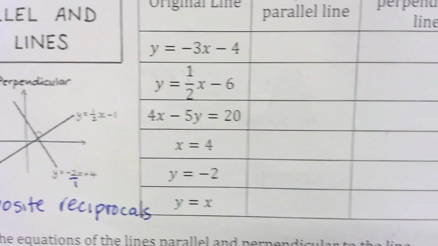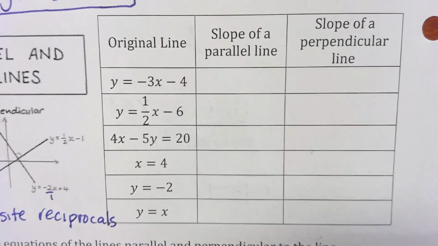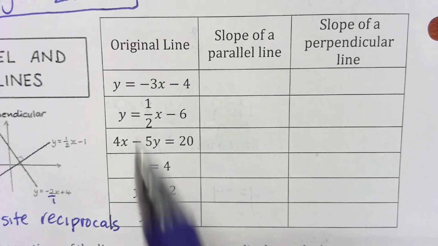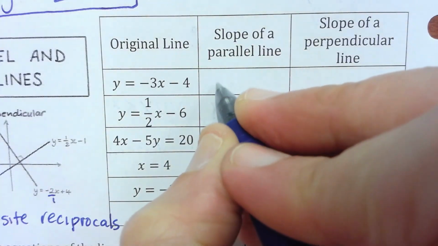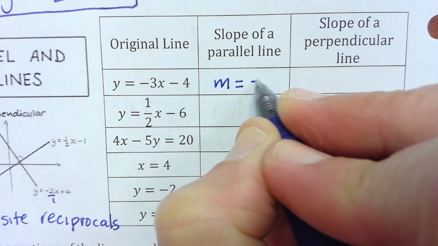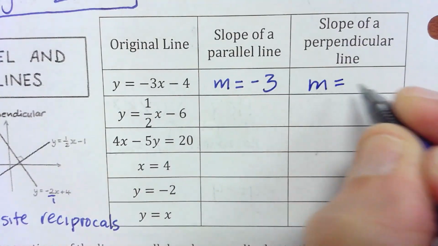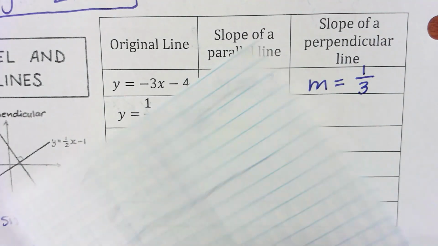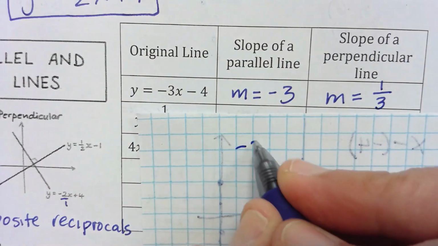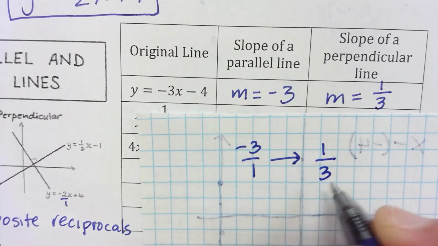So let's look at a few examples over here for parallel and perpendicular lines. If you know the first line is y equals -3x plus 4, then you know a parallel line has a slope of -3, and a perpendicular line has a slope of 1/3. Okay, because this -3 is -3 over 1, and you're going to flip it and change the sign.